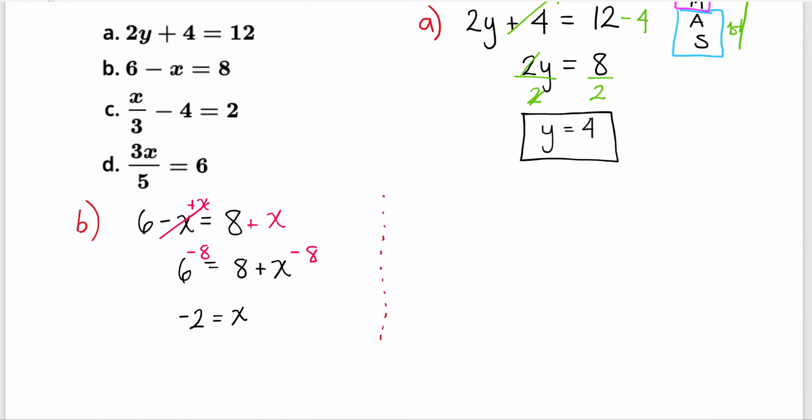So you could have said 6 take away x is equal to 8. And you could have said, okay, this 6 is adding both sides. So I'm going to add both sides 6.